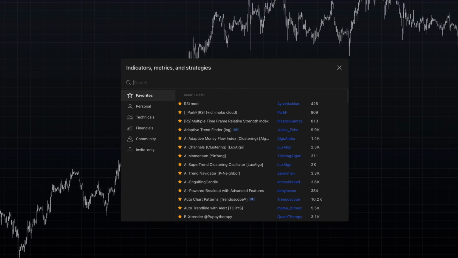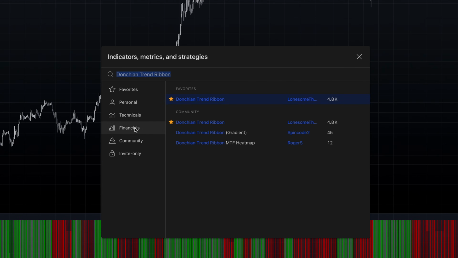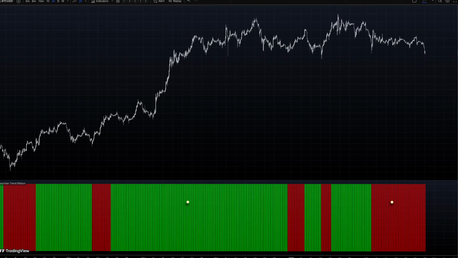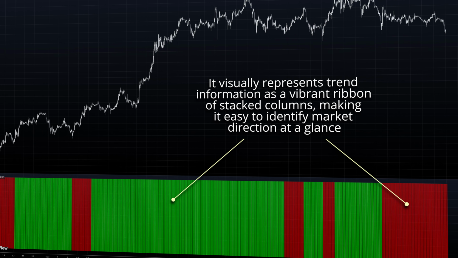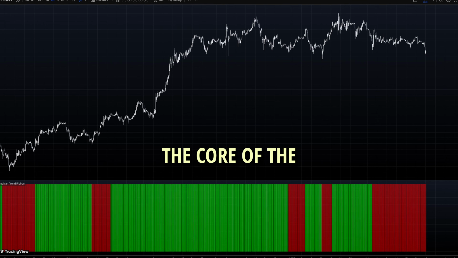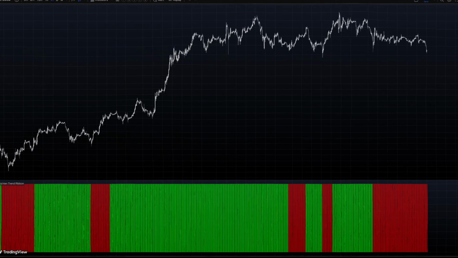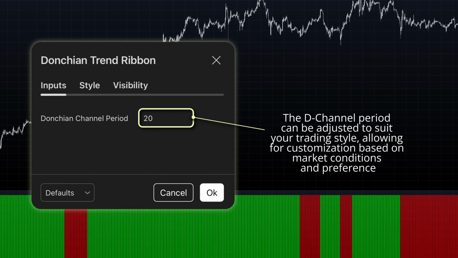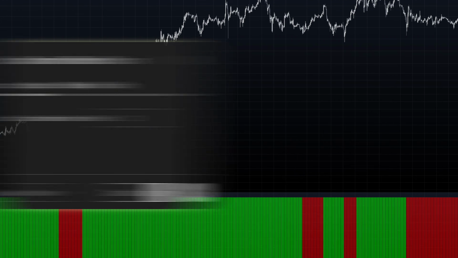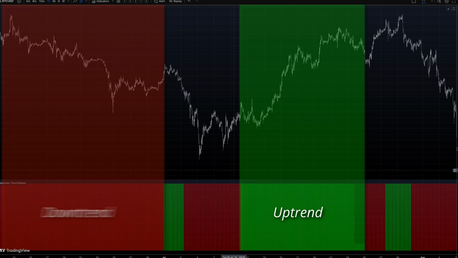The Donchian trend ribbon provides a visual approach to trend identification using multiple Donchian channels with decreasing lengths. Instead of traditional channel lines, it displays trend information as a colorful ribbon of stacked columns. The core of the indicator calculates trend direction using Donchian channels. The D-channel function determines the highest high and lowest low over a set period, default 20 bars. Consistent green across all time frames signals a strong uptrend, while solid red indicates a strong downtrend.